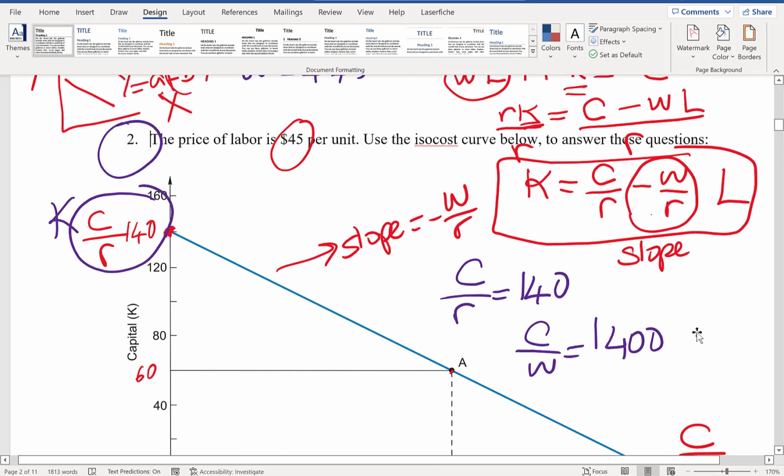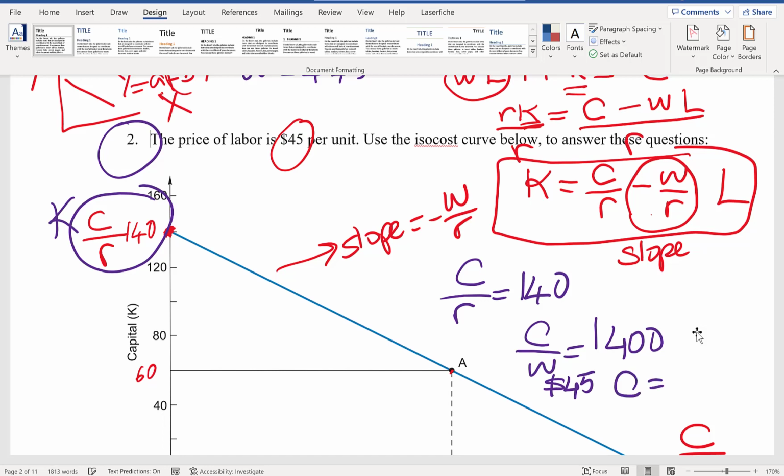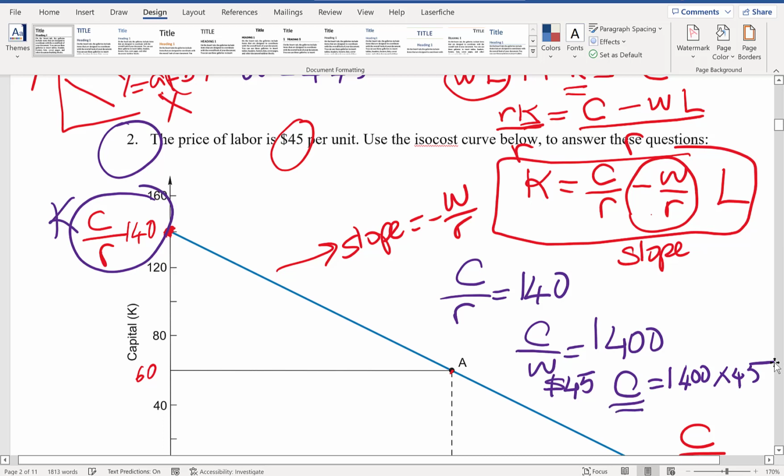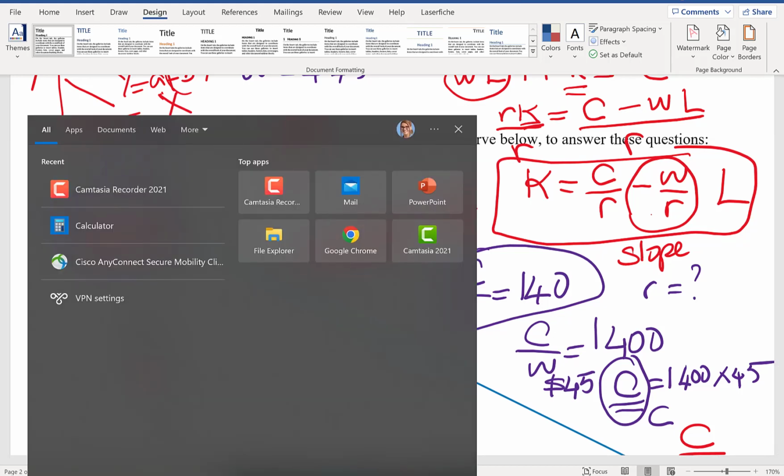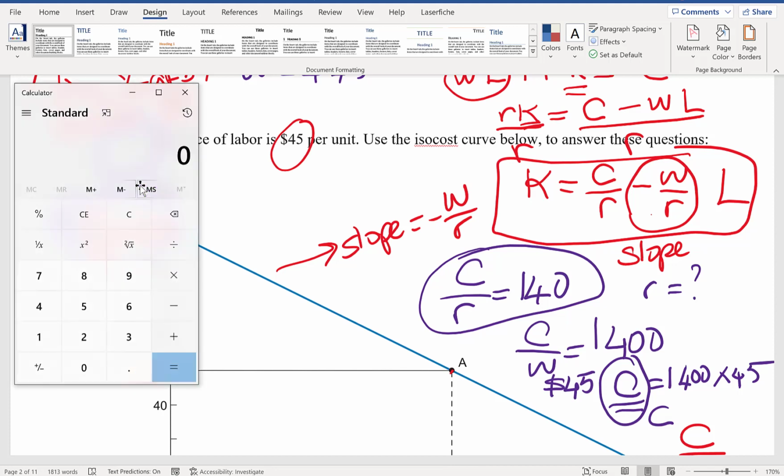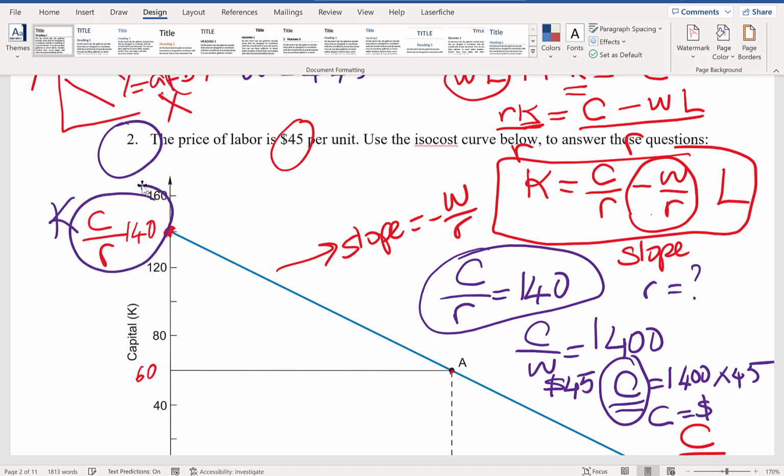So this is the wage information, $45, right? So then total cost is 1400 times 45. What are we doing? We're trying to find C, total cost, and then using this formula, we can actually get the R. Perfect. So total cost here, 1400. Let me get the calculator. So 1400 times 45, 63,000. Okay, so total C is $63,000.